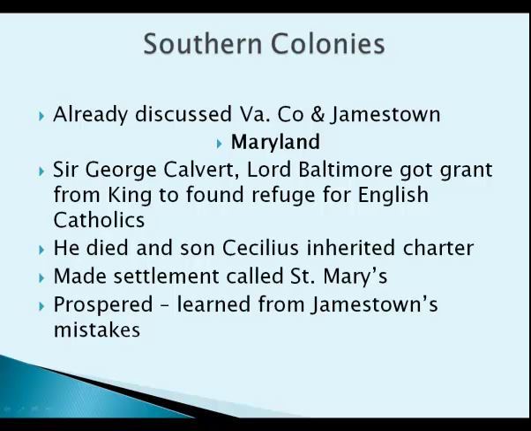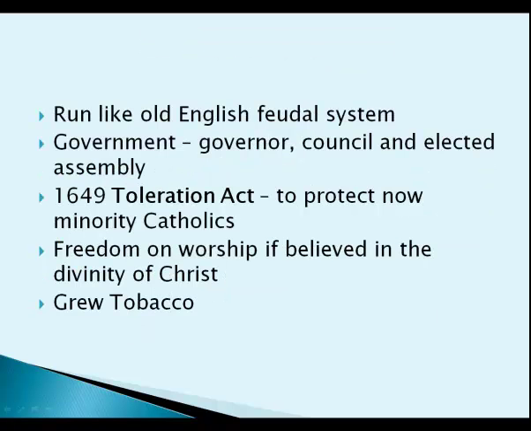Now the southern colonies. We've already talked about the Virginia Company in Jamestown, so let's jump to Maryland. Sir George Calvert, Lord Baltimore, got a grant from the king to found a refuge for English Catholics. But he died before he had a chance to do it. His son Cecilius inherited the charter, and I think if I had a son, I would never name him Cecilius. So they made a settlement called St. Mary's, and it prospered. They looked south, and they learned from Jamestown's mistakes.